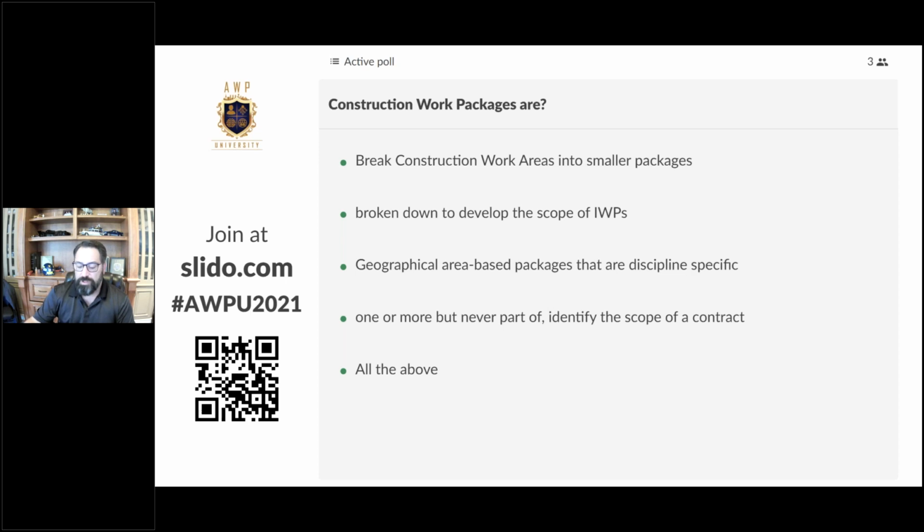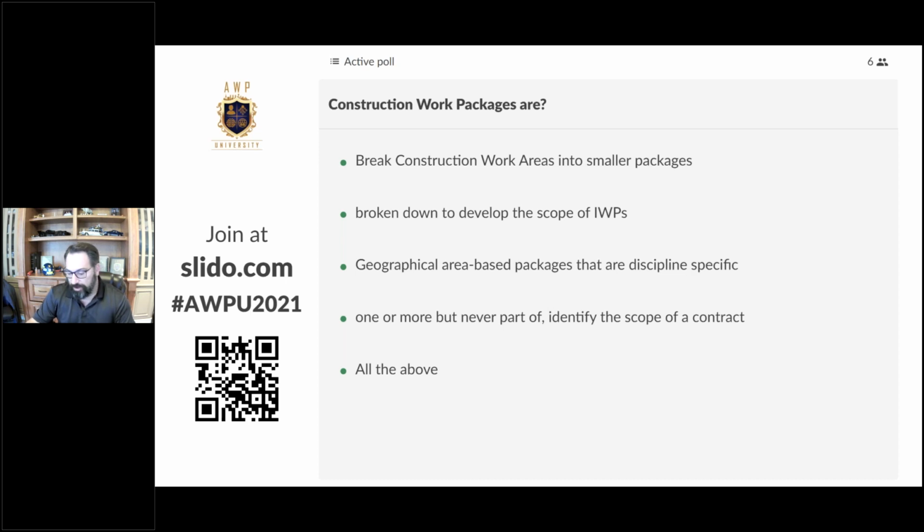So geographical, meaning that they are geographical area-based, just like the CWA, but now they're discipline specific. So often when we break down a CWA into CWPs, we'll start immediately with the different disciplines, and then we'll look at the quantity of work for each of those disciplines within the CWA, and then identify how many CWPs we need to break that discipline specific scope into. And that's often how simply we schedule or identify our requirement or number of construction work packages per CWA. So geographical area-based packages, definitely.